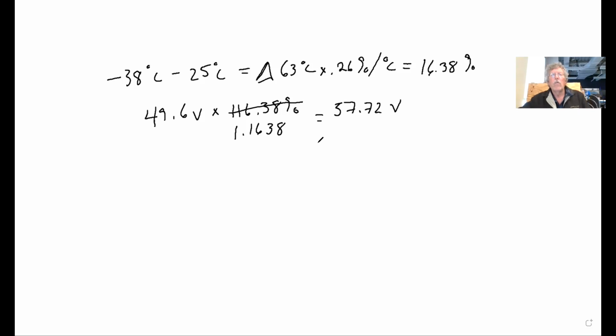So on the coldest day ever, this panel could generate almost 58 volts. Well, what was the maximum the inverter can handle? We looked that up and found out it is 600. So I would take 600 volts, which is the maximum the inverter can handle, divided by 57.72 volts, which is the maximum under any condition our panel might produce, and we get 10.39.